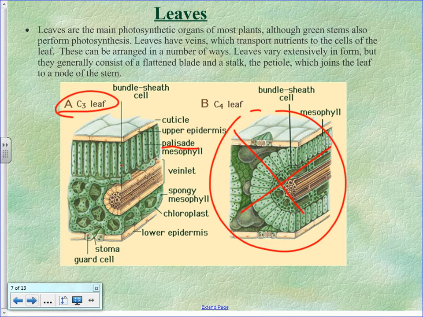Lots of cells, tightly packed. This is the photosynthetic layer. Okay, palisade, photosynthetic layer. Underneath that, you see the cells are kind of oddly shaped and they make big gaps in between. Okay, that's the spongy layer.